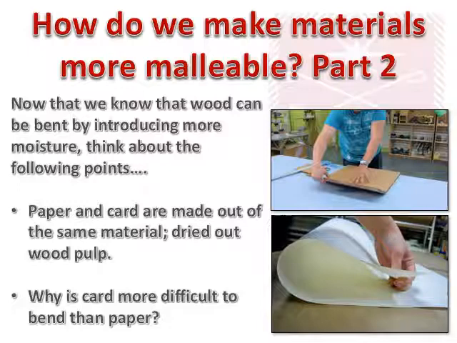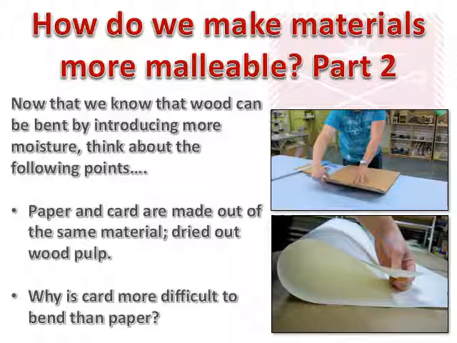Talking more about now how we can make materials more malleable. Just as an example, paper and card are made from the same material, so dried out wood pulp. So wood is chopped up, it's mixed, it's heated, basically made into a porridge, and then all the moisture is removed, and after that, it's then pressed into paper or card.